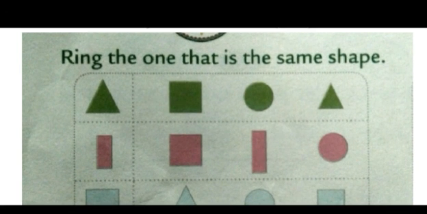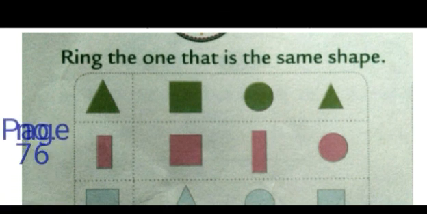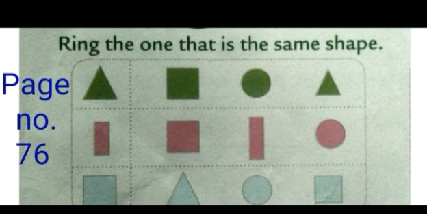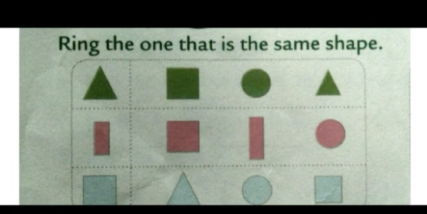Now let's do this exercise given here on page number 76. Ring the one. Ring means circle. You have to circle the one that is the same shape. So here we need to circle the same shape.